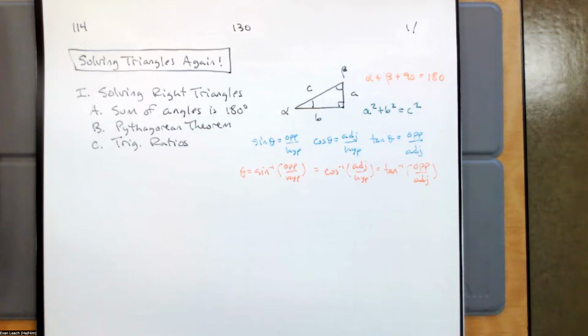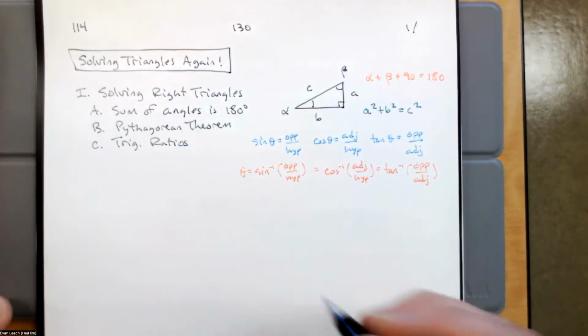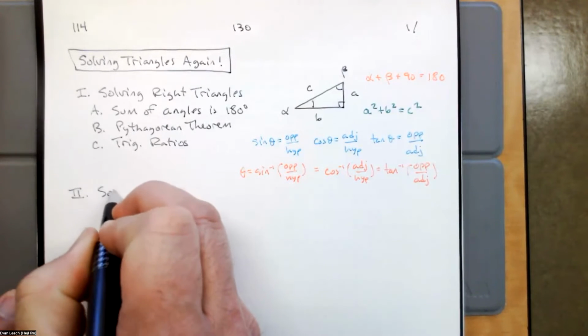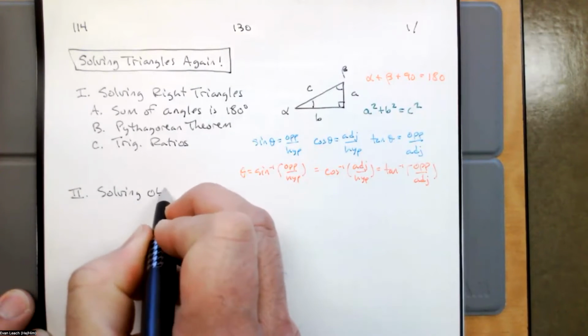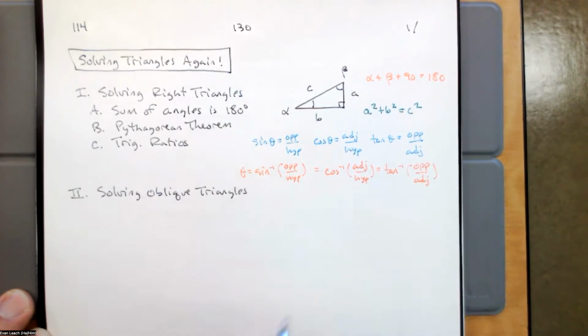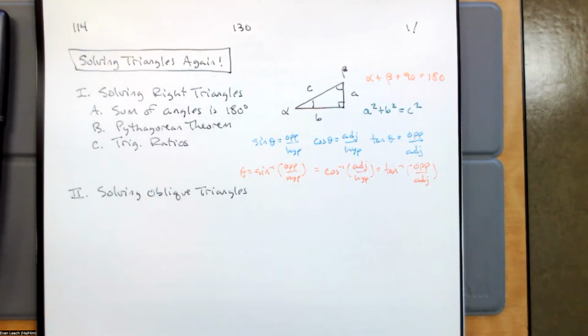All we want to do now is take out the solving right triangles part. Let's take the right out of the solving right triangles parts and solve non-right triangles, solve oblique triangles. And we still have a bunch of tools. So here's our new thing. We want to solve oblique triangles. We want to circle back to solving triangles.